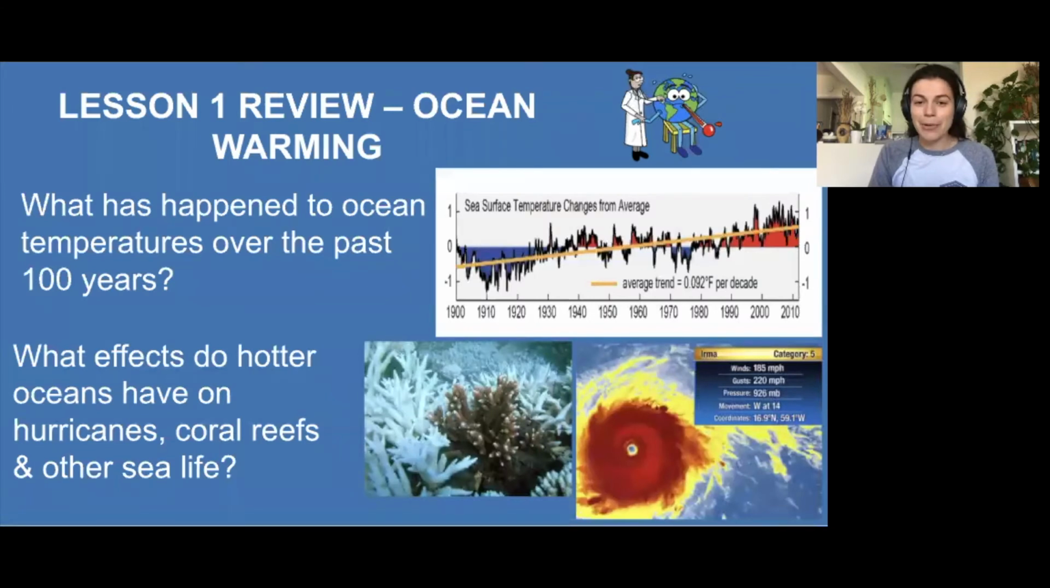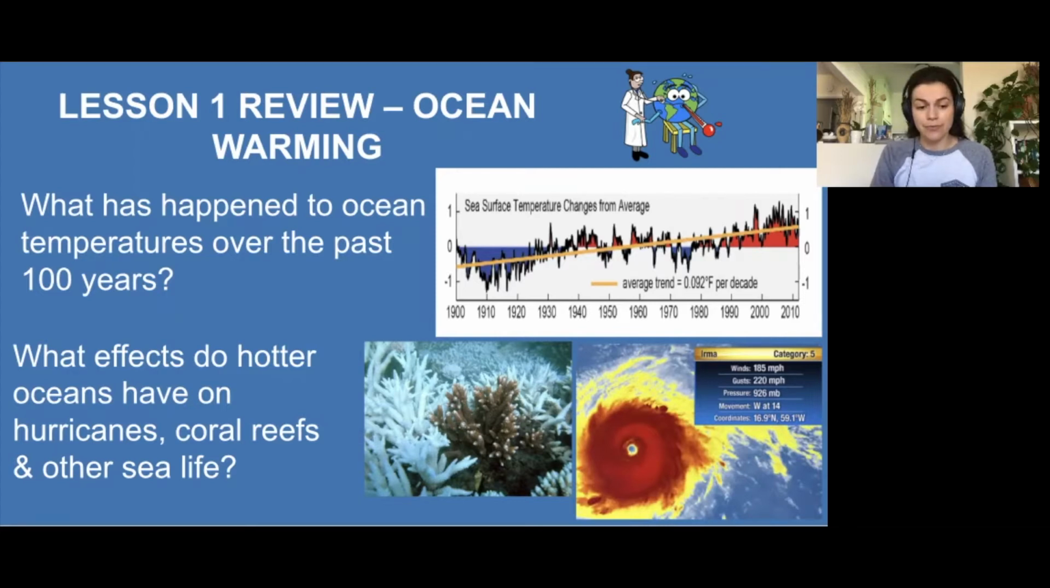Just a review about what we learned during lesson 1 in ocean warming. We learned that carbon dioxide concentration in the Earth's atmosphere has increased over the past 100 years, and so has the ocean temperature. And we know this because scientists have been constantly measuring the temperature of the oceans using boats and systems called Argo floats, those robots that we saw. The graph here shows the sea surface temperature that has been rising steadily at about 0.1 degrees Fahrenheit per decade.